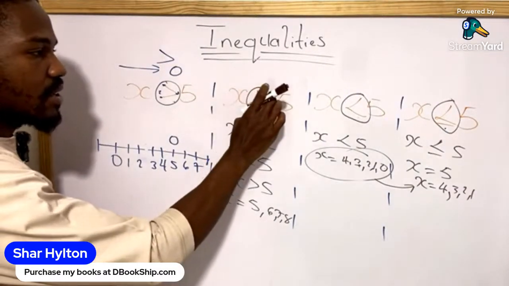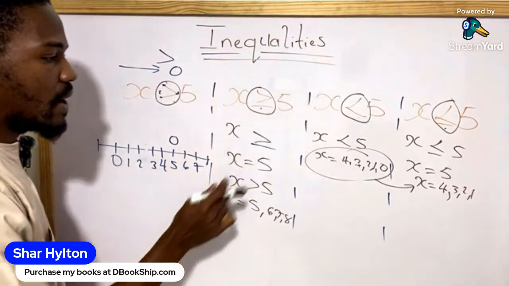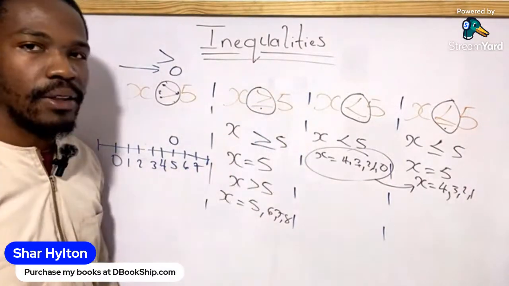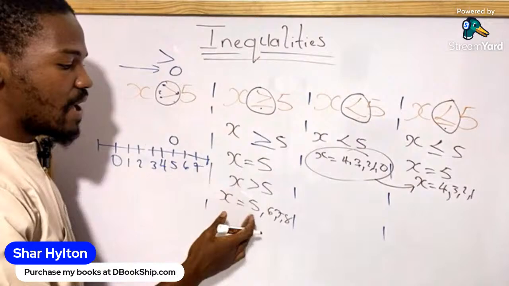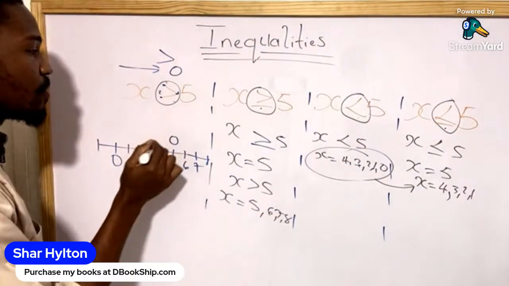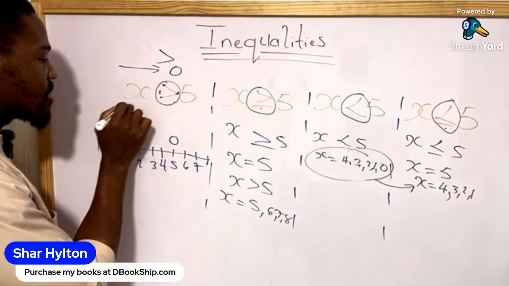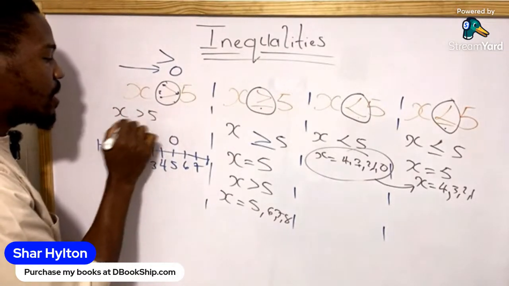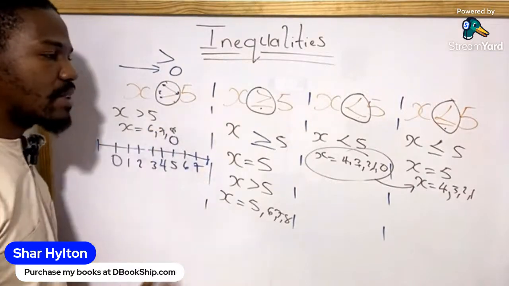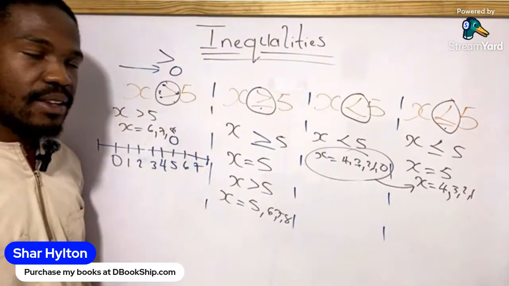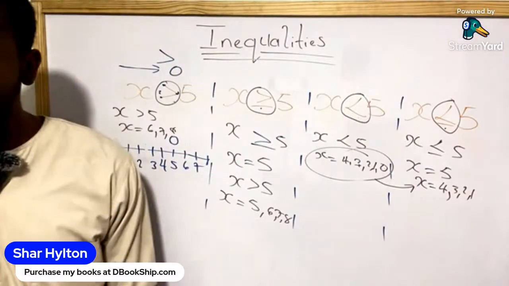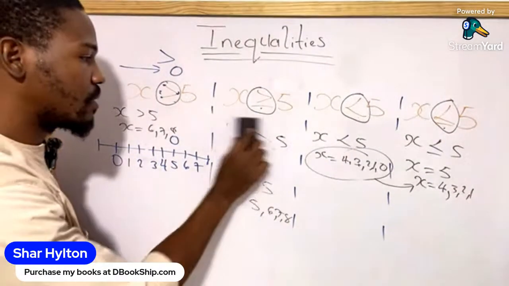So x is greater than or equal to 5. Right? If we have that, we are saying that x is either equal to 5 or x is greater than 5. So x could either be 5 or 6, 7, 8. Over here, we would have x being greater than 5, meaning that x could equal 6, 7, 8, but the bottom line is that x is not equal to 5. So those are just some basic things to understand about our inequalities.